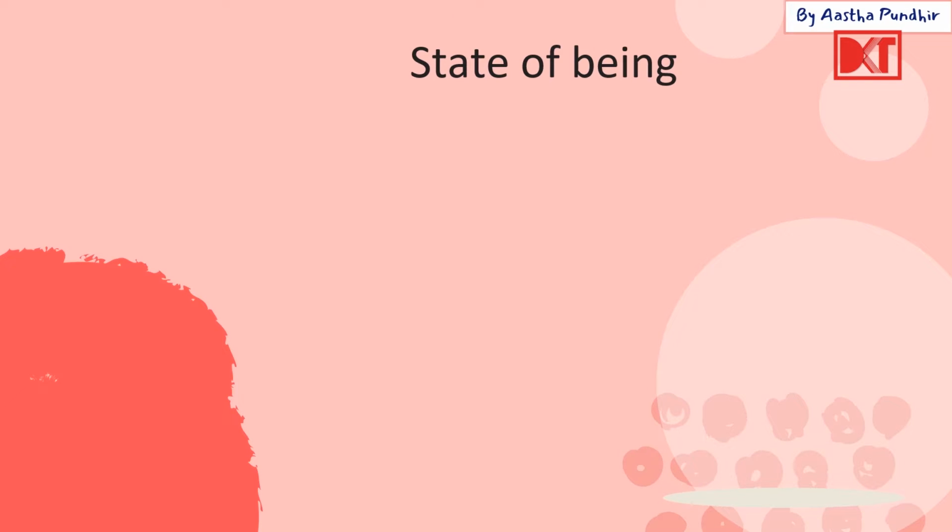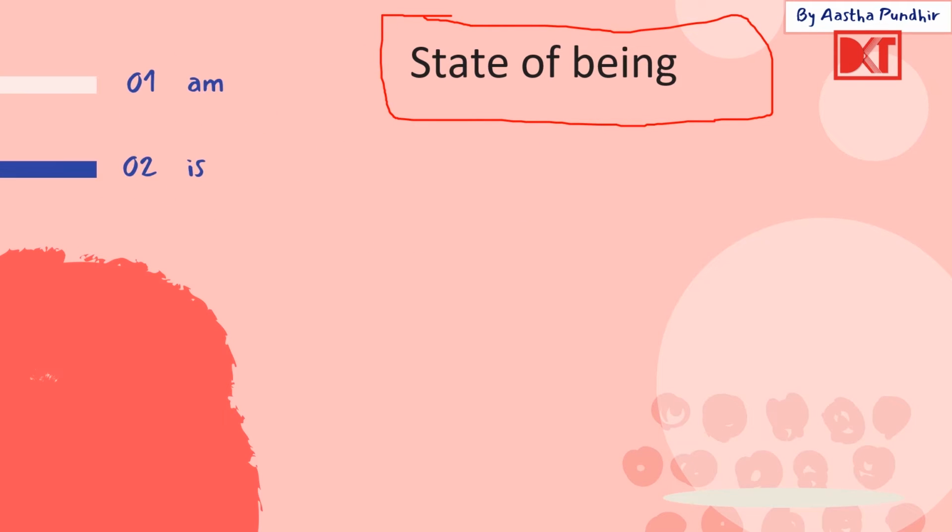Now, another one is the state of being. The words that represent a state of being, like am, is. So these kind of words show some kind of state of being. For example, if I say I am a girl, I am expressing that I am a girl. So my state of being is what? My state of being is a girl.